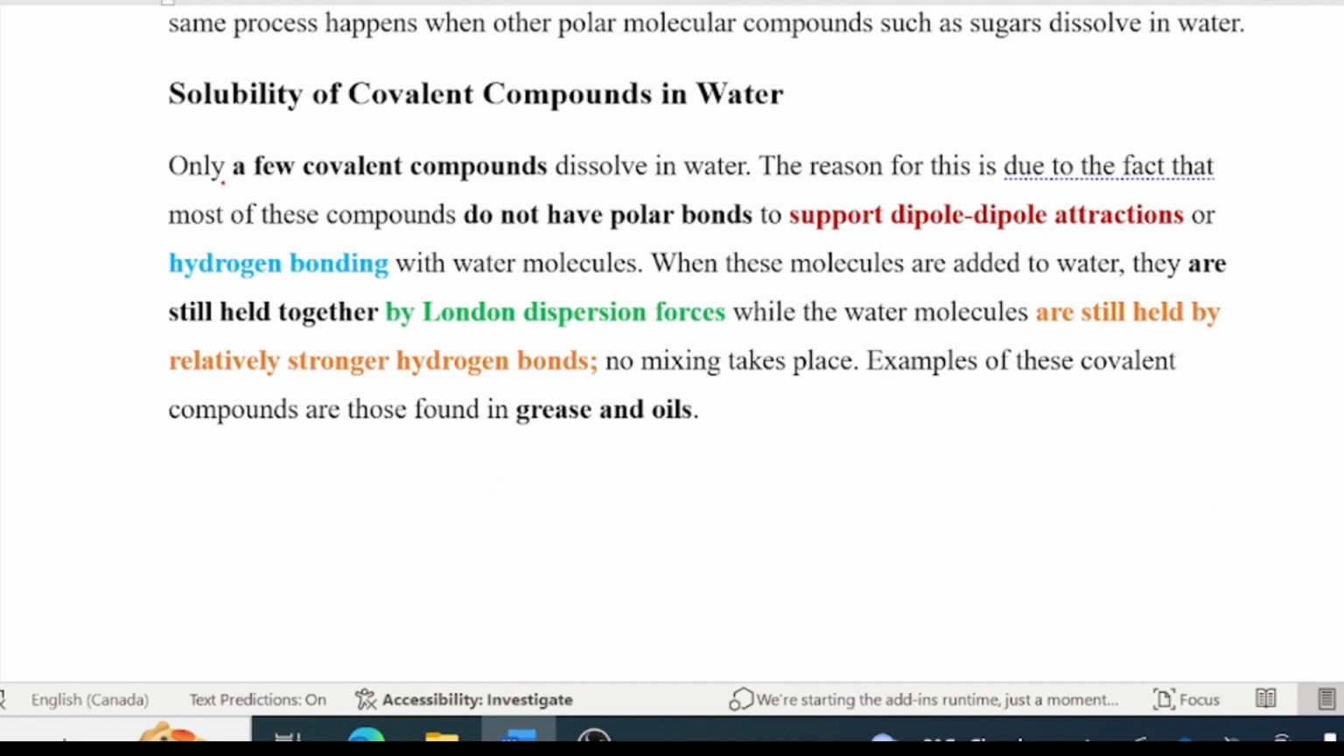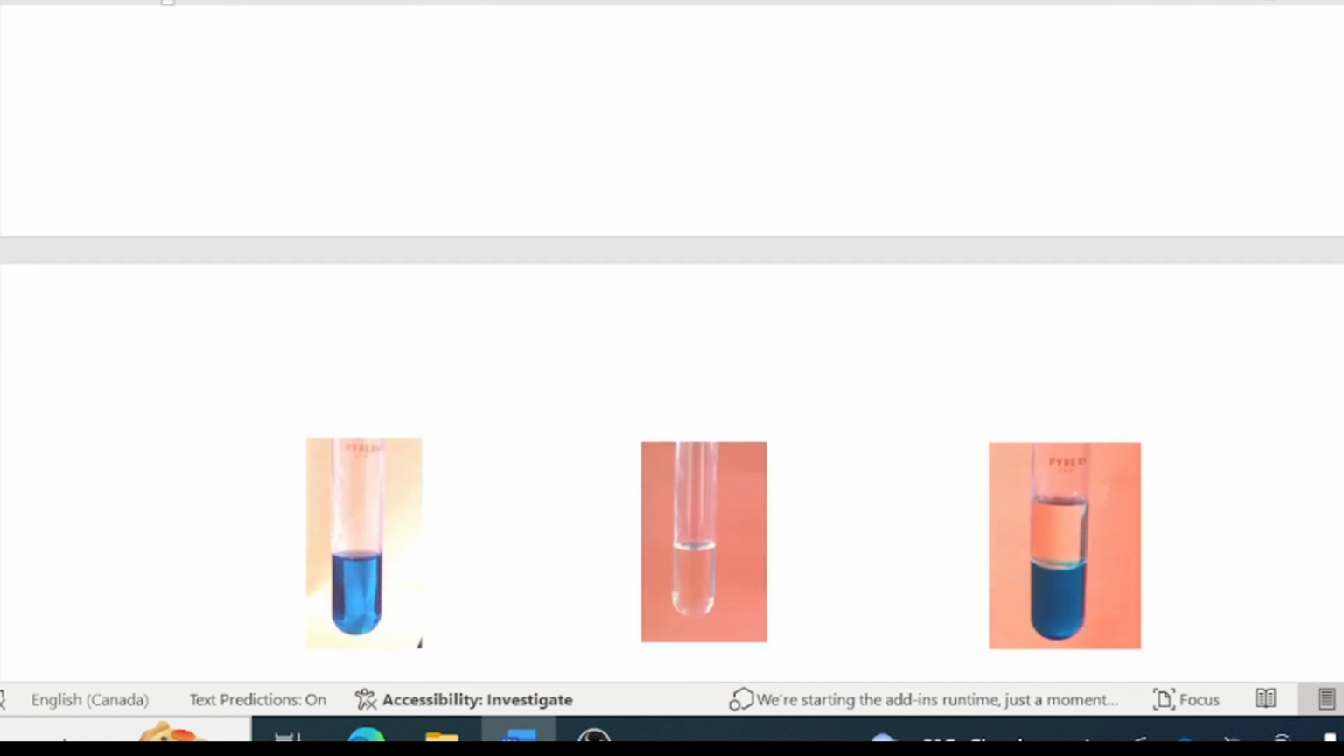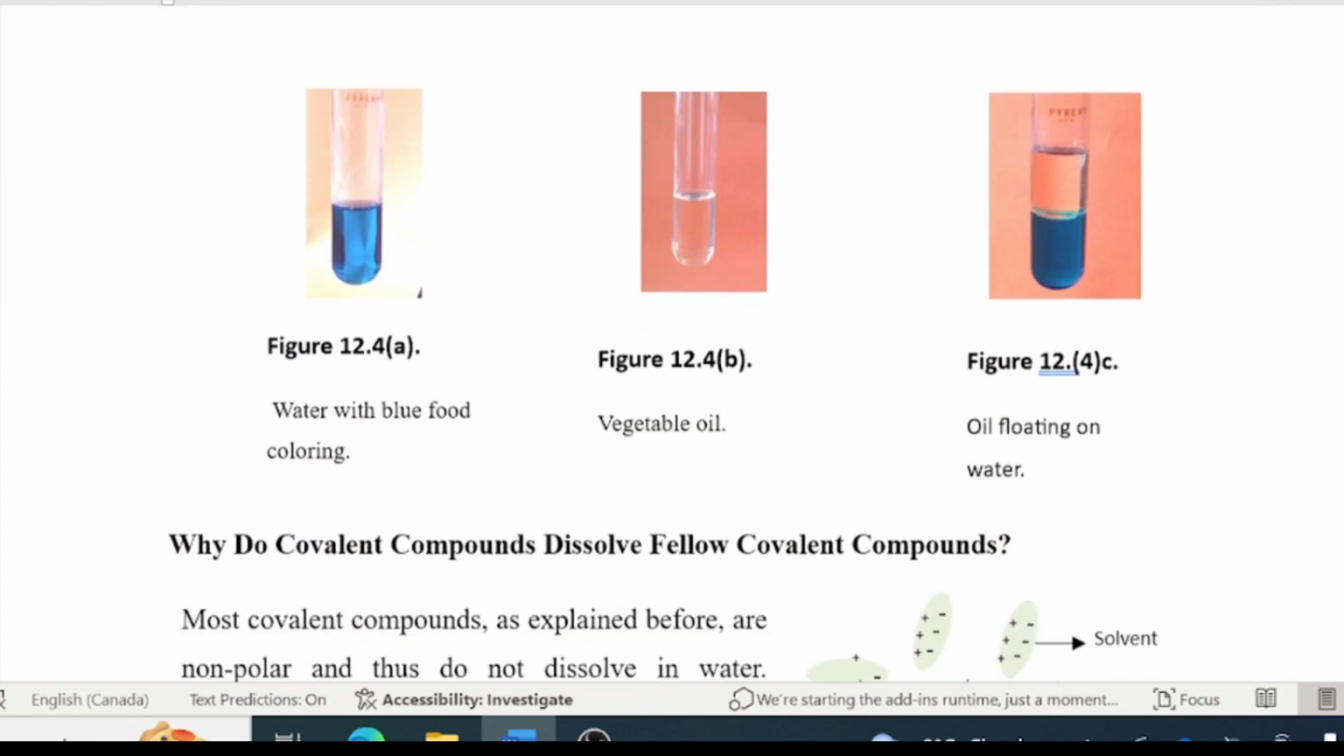And most covalent compounds do not dissolve in water. Only a few of them dissolve in water. The reason for that is that they're not polar and therefore they do not support any dipole-dipole attractions or hydrogen bonding between themselves and water molecules. These pictures here will help you to understand a little bit more.